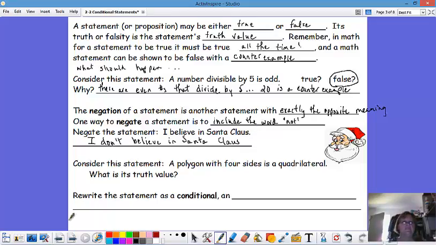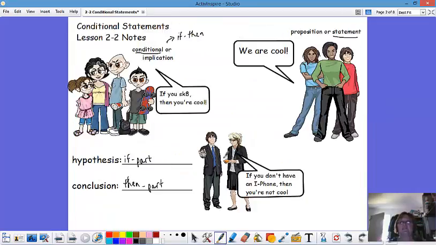I want to go back here for just a moment and look at these guys with their iPhone example. If you don't have an iPhone, then you're not cool. If we want to negate this statement, we have to give it exactly the opposite meaning, and that means that one of these negatives has to change to a positive. If you have an iPhone, then you're not cool. That's the opposite. Change this one. So one not negates this, and it has to be the not that's in the hypothesis part.